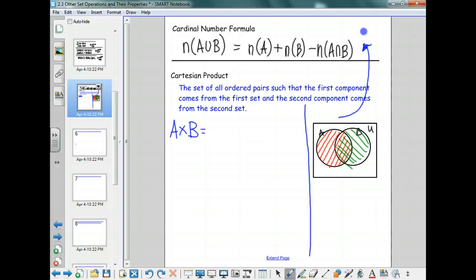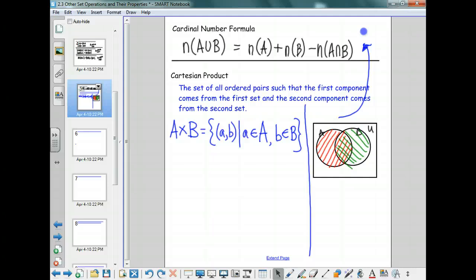And this is the set of all ordered pairs. All right, I'll write it this way, because I did before. Okay? These ordered pairs have a property. The property is that the first piece, the little a, comes from set capital A. And the second number in the ordered pair comes from the second set, B. So we're going to do an example so you can see how it works.